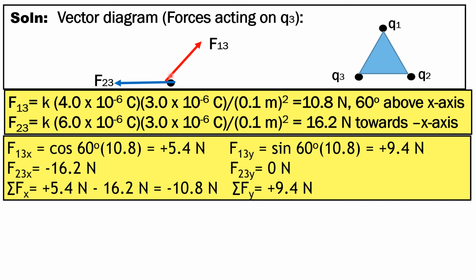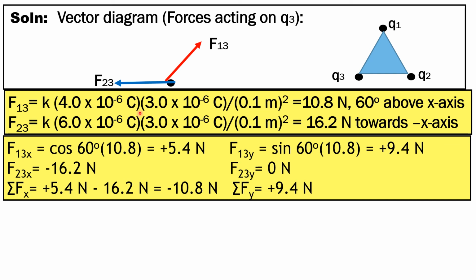Its vertical component is directed to the positive y-axis, or upward, and that requires the use of sine of 60 degrees, to be multiplied by 10.8 newtons, and we will get positive 9.4 newtons. Positive meaning to the positive y-axis.